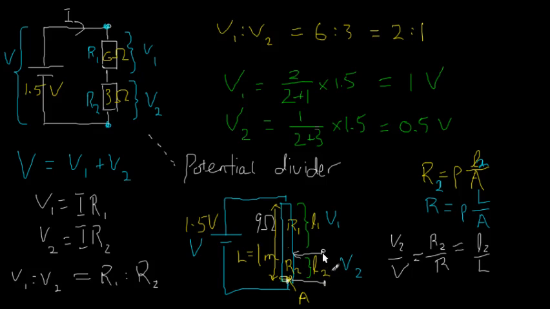So this means that the fraction of L2, the length of this bit as a fraction of the full length, would give us the voltage as a fraction of 1.5 volts. So before this gets too abstract, let me take an example and calculate some values from here. Just clear this part up.